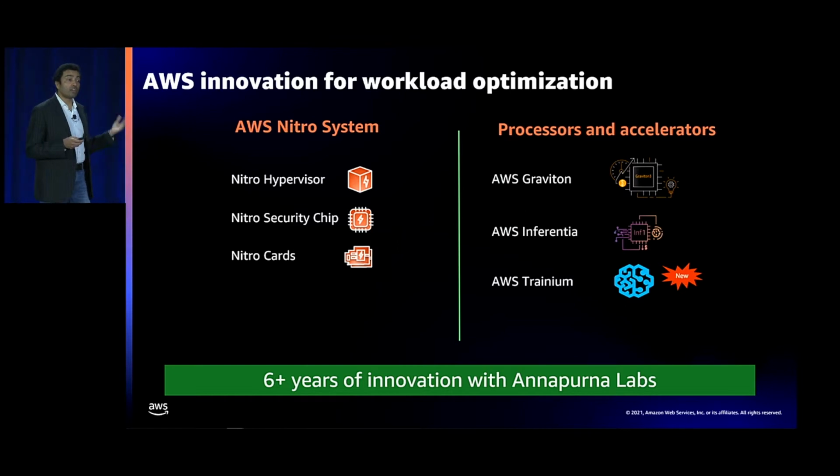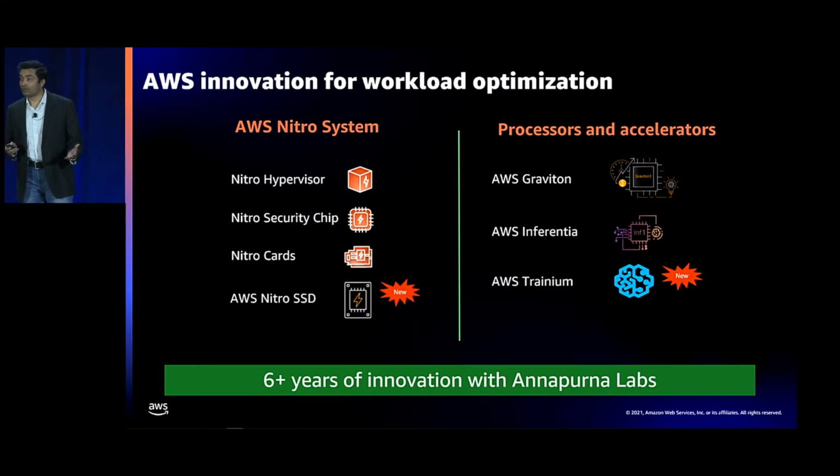Then we've got Inferentia, which will deliver 70% lower cost per inference, and Trainium, which can deliver 60% better price performance for machine learning training as compared to the GPU instances. All of these are very good examples of how we are driving innovation on your behalf to help you lower the cost. In the 6 years, that journey has not slowed us down, meaning we are just continuing that innovation, and the next big innovation that we are driving is with storage, the AWS Nitro SSD.